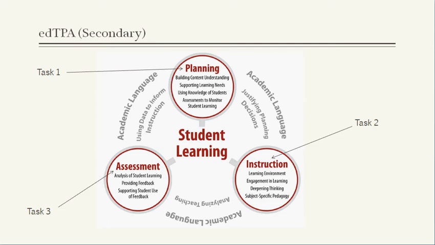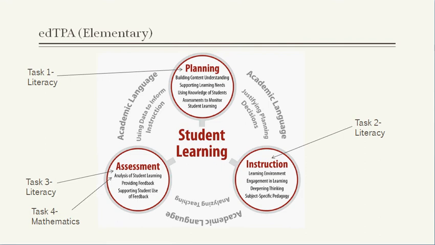The edTPA for secondary certifications has 3 tasks. Task 1 is the planning phase, Task 2 is the implementation of those plans, and Task 3 is about analyzing the results of a planned assessment. The edTPA for elementary certification is a little different. There are actually 3 different versions of the elementary edTPA, but the one that Connecticut has adopted has 4 tasks. The first 3 tasks are literacy-based, and the 4th is a math assessment.